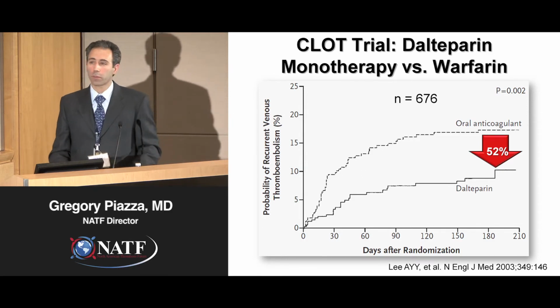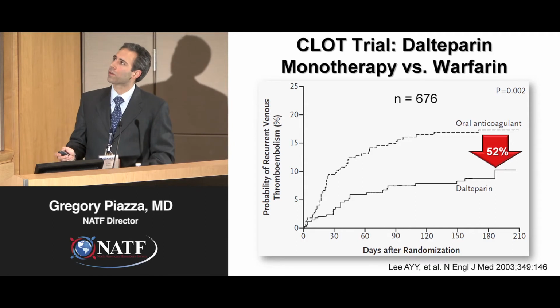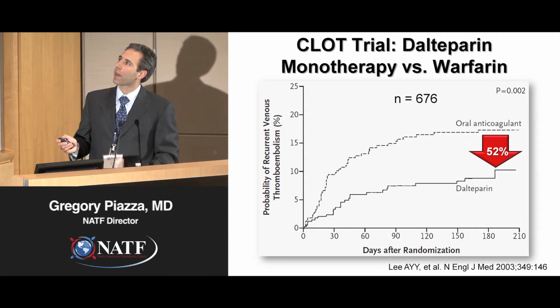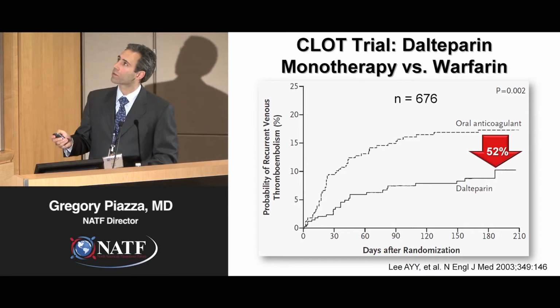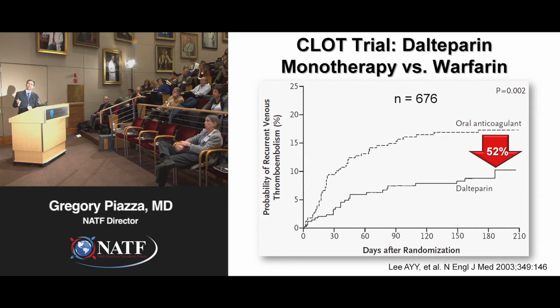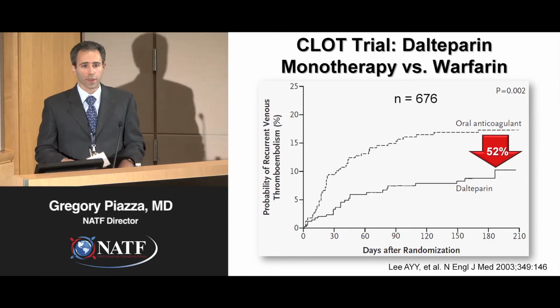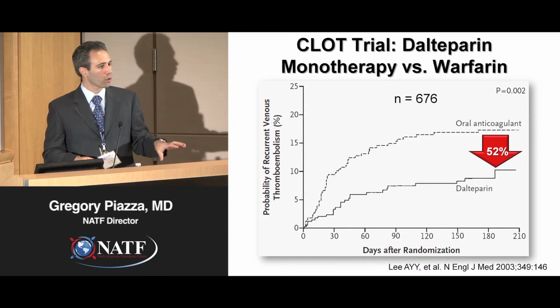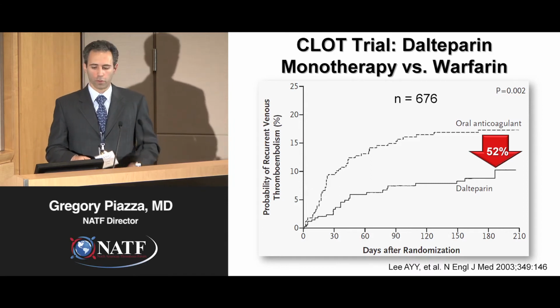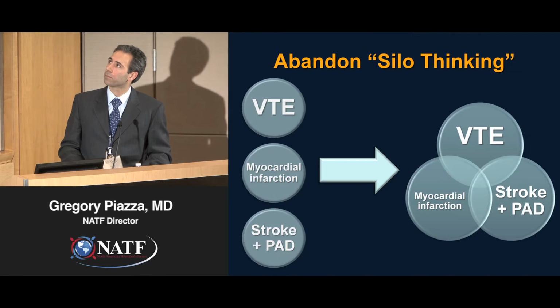high. This was a pivotal study published in 2003 that showed that anticoagulation with low molecular weight heparins, these are the injectable types of heparins, was superior to oral anticoagulation with warfarin, associated with a 52% reduction in the risk of recurrent blood clots in patients with cancer. So that's really the standard of care. Patients with active cancer get treated not with Coumadin, but with an injectable form of low molecular weight heparin.